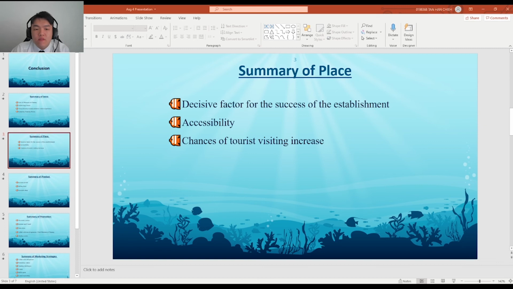So place can be defined as the decisive factor for the success of an establishment, and accessibility is also connected to the place, and this is because when an establishment is easy to find or access to, visitors will tend to come and visit and increase the profit of our marine museum. And if the suppliers of our marine museum find it very difficult to access our marine museum, they will most likely not want to work with us, so we will lose our supplier.